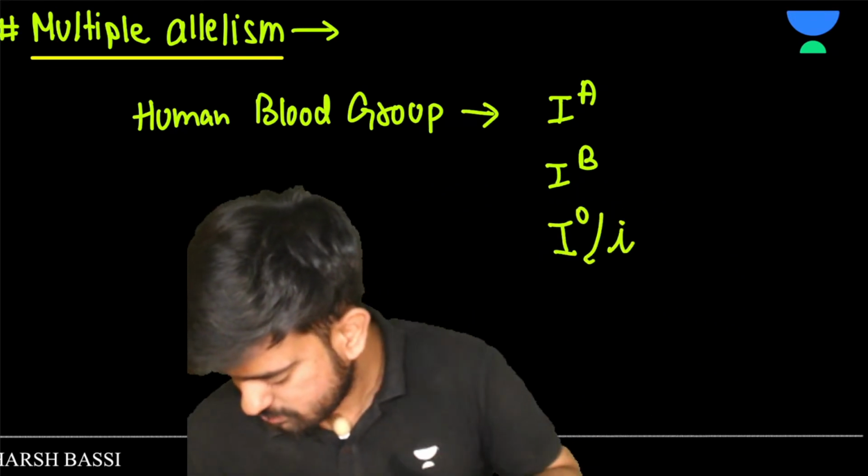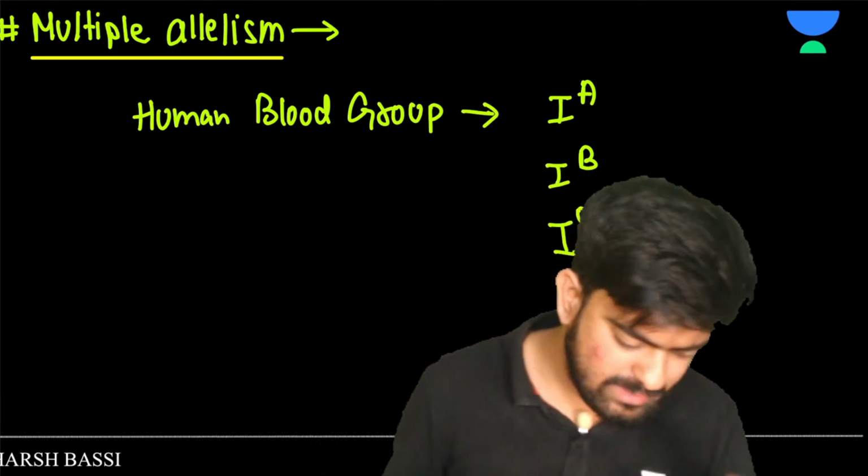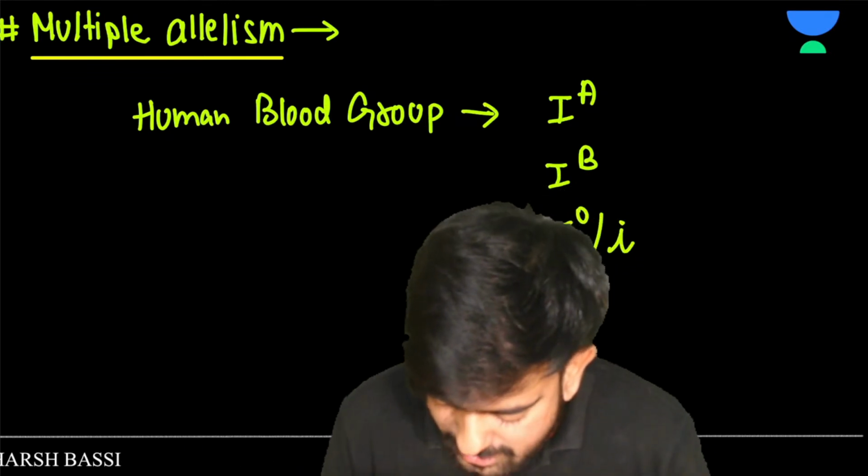That's great, Srishai. Revise and come. Okay, clear? So this is the case of multiple allelism. Let's write some of the theoretical points here. Should I make you write? Srishai, are you in class 12th or class 11th, or are you a dropper?